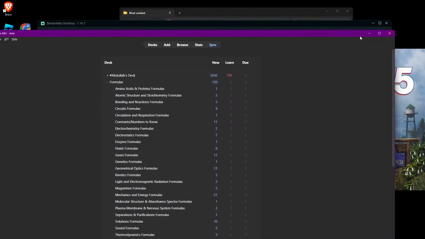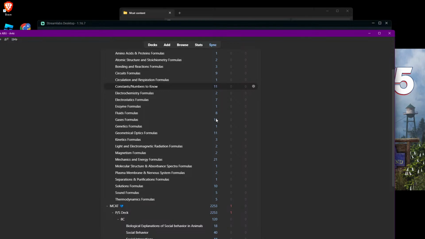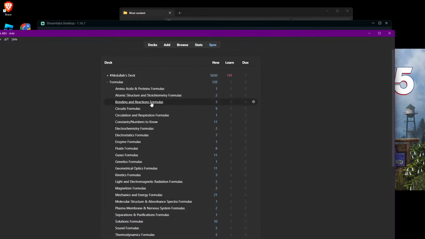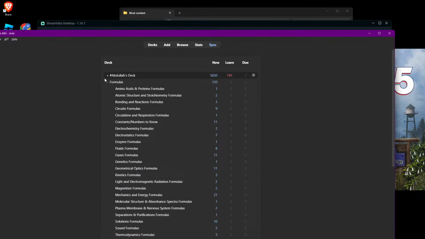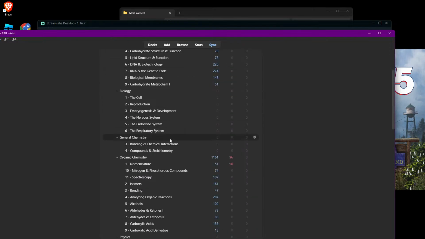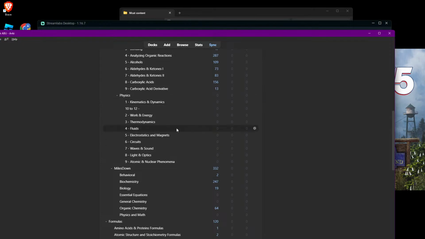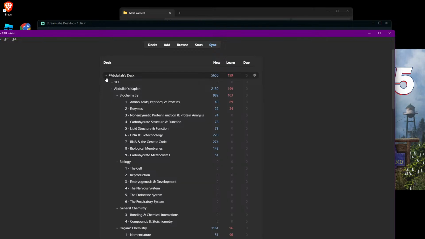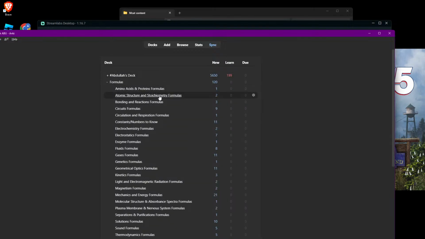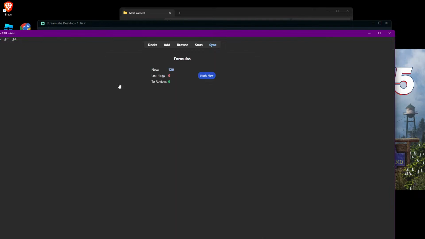So, let's start with, I don't know if I have, let's see, if I have just the equation thing. I do, let's just try it out. I don't even know which to start. Let's do formulas general. There's 120, I guess there's 120.